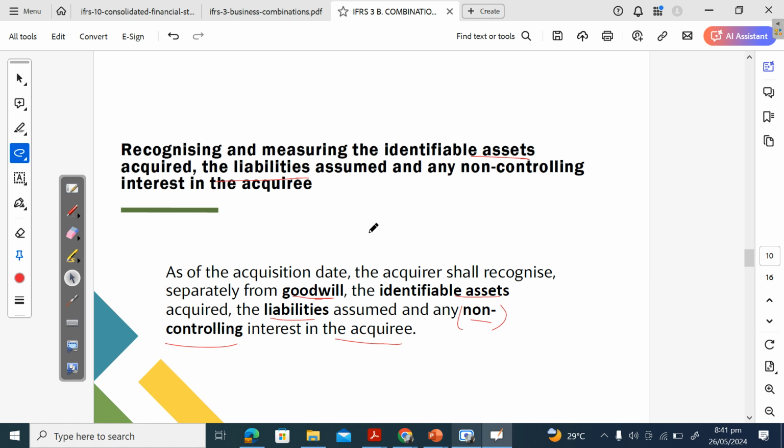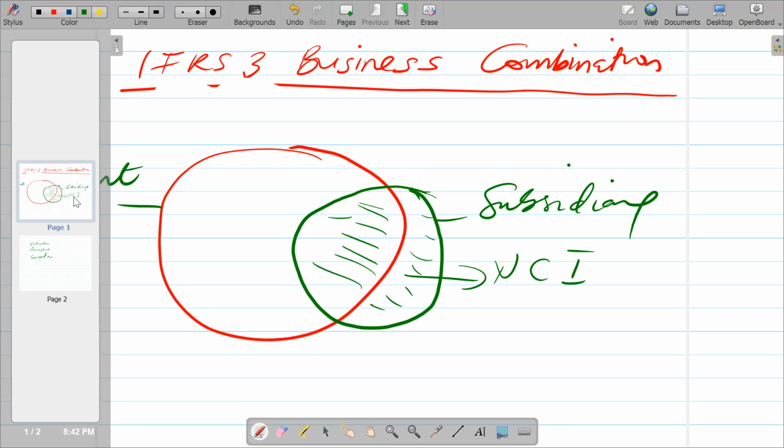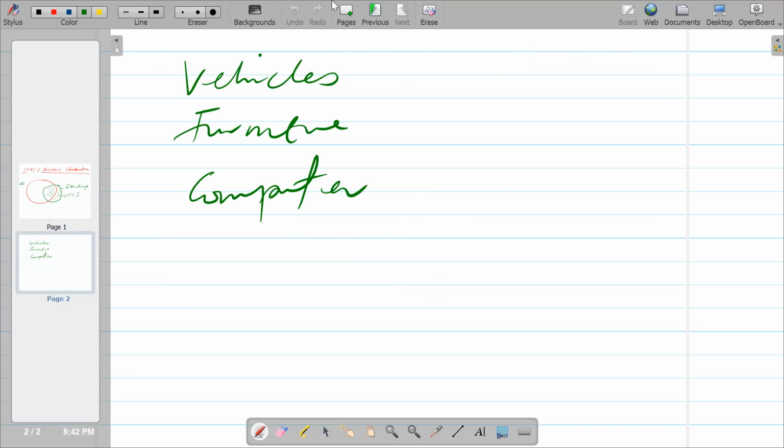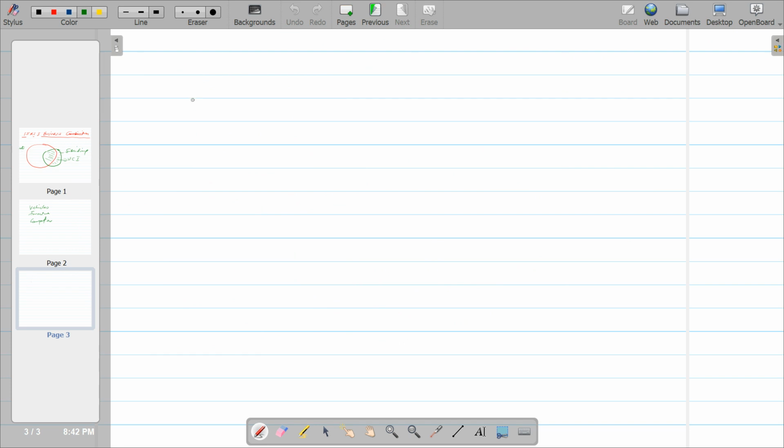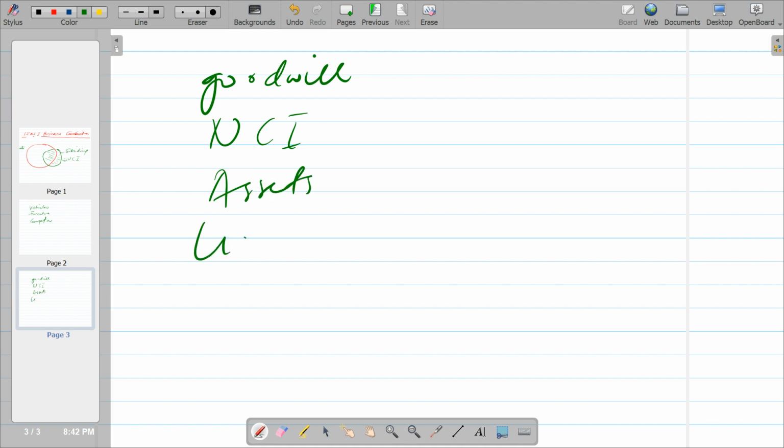Okay, so according to IFRS 3, the acquirer has to determine the goodwill from the acquisition, also identify the non-controlling interest, and identify all assets and liabilities of the subsidiary.